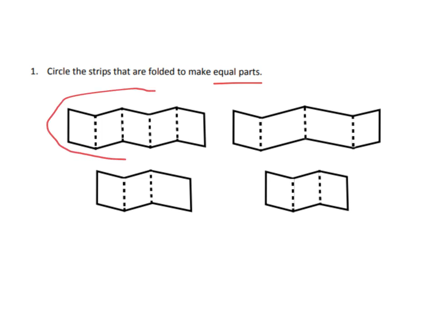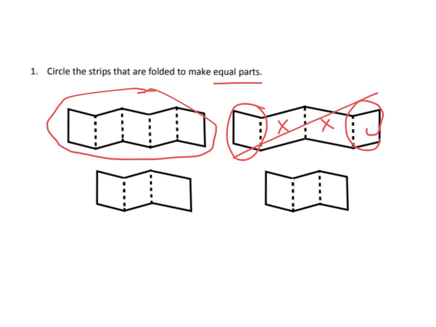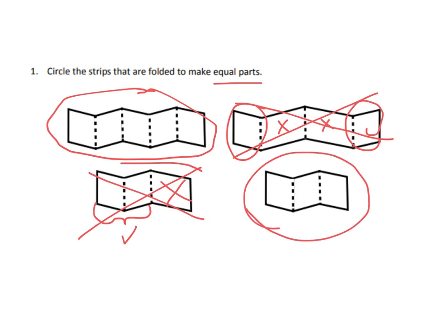So here I see that this one has equal parts. The next one, these look like they're equal parts, but these right here are not equal to the x's. So this is not going to be equal. Here I see that these are equal, but this one is not equal to the others. So we're going to cross that one out. And then here I see that this one is divided equally.